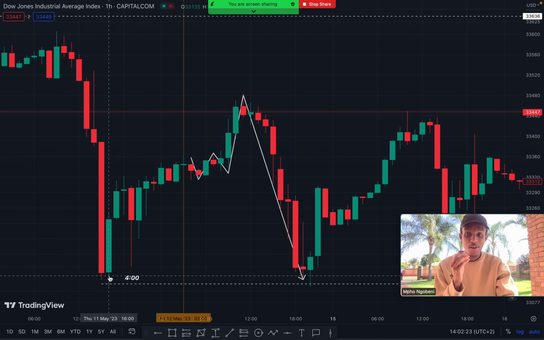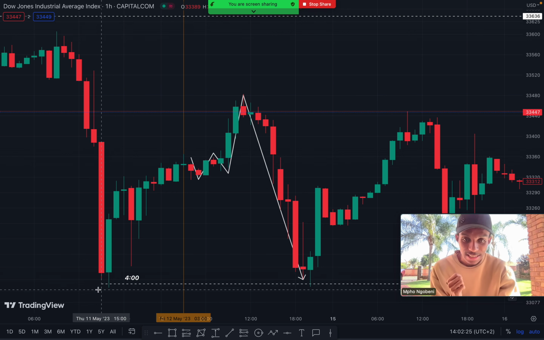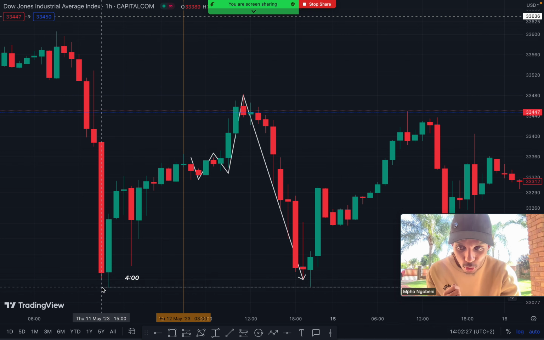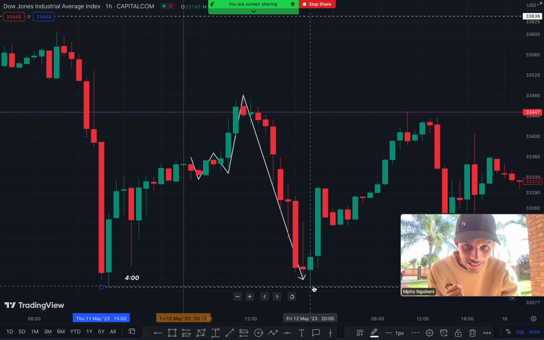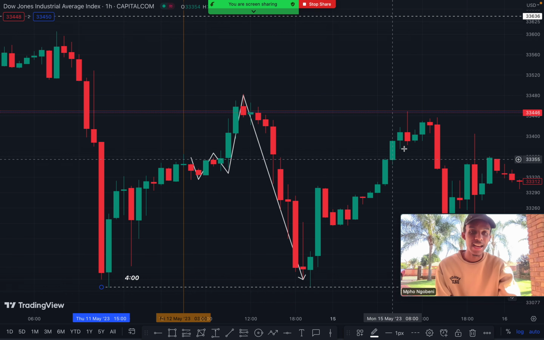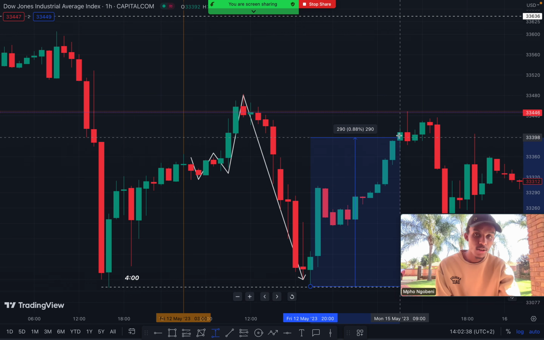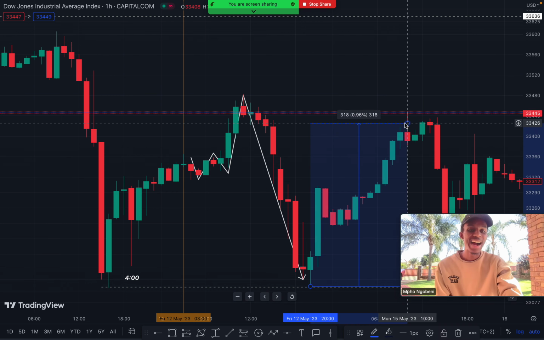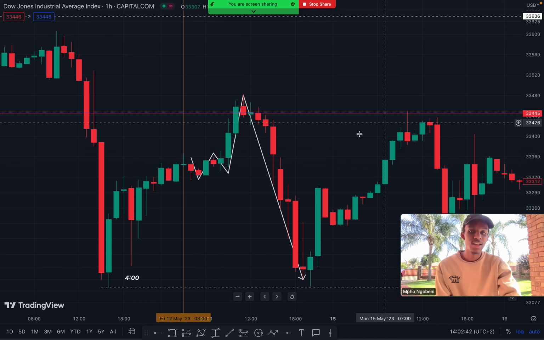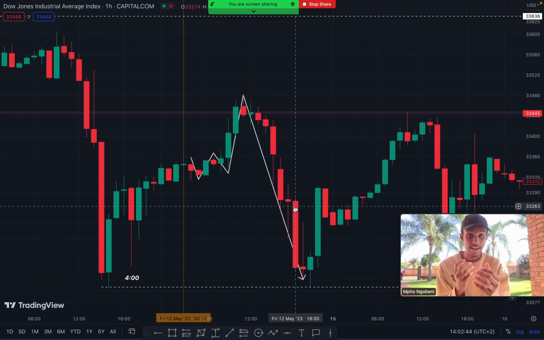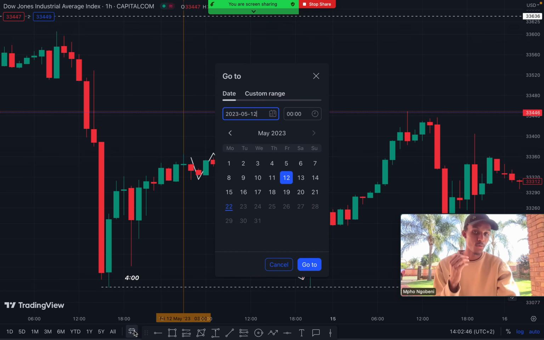As you can see here, 4 o'clock acted as a support. You see that it was just a touch, then it bounced to the buy side, giving us a strong move worth 200 to 300 pips. Can you see, guys? So we see that it's something that happened on a Friday. It rejected 4 o'clock and went in the opposite direction.